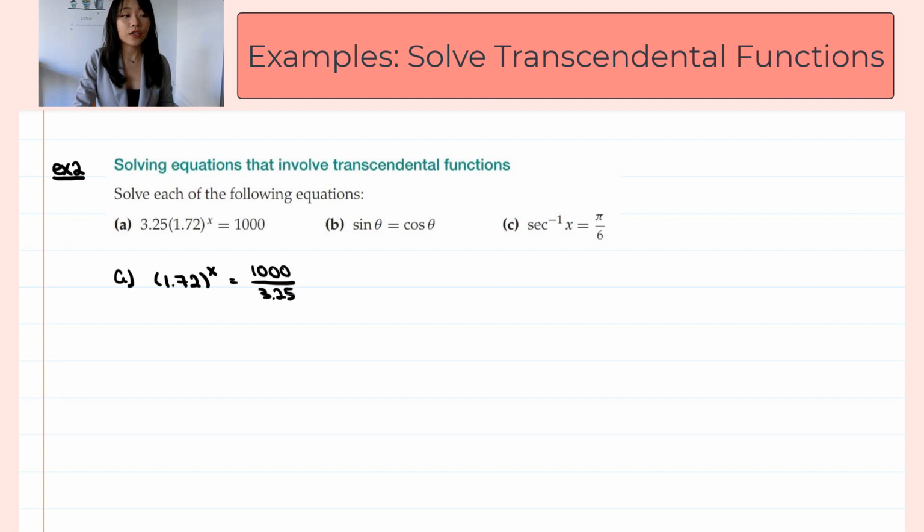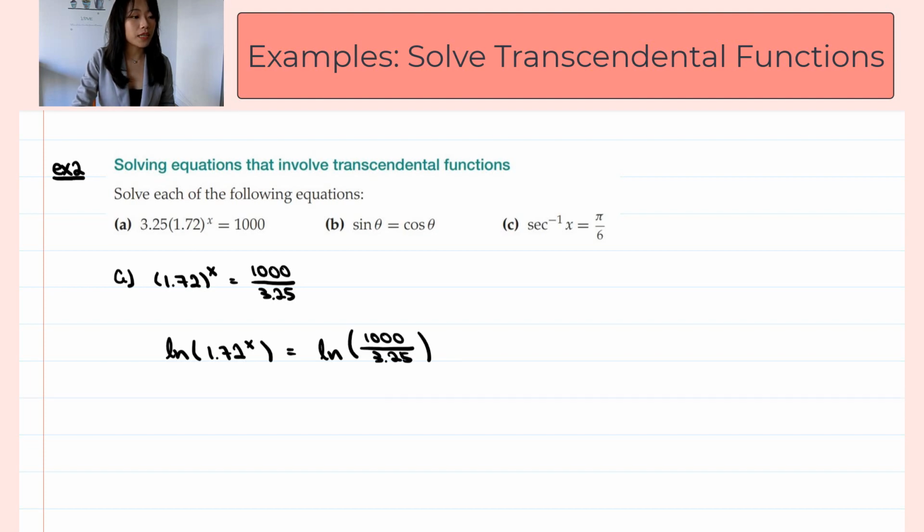But the x is still in the exponent, and if you remember from properties of log, there's a property that we can bring the exponent in front of the log. So I can take ln on both sides. I get ln of 1.72 to the power of x equals ln of the right hand side, 1000 divided by 3.25.